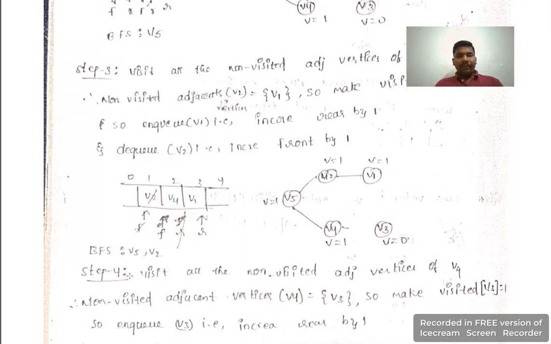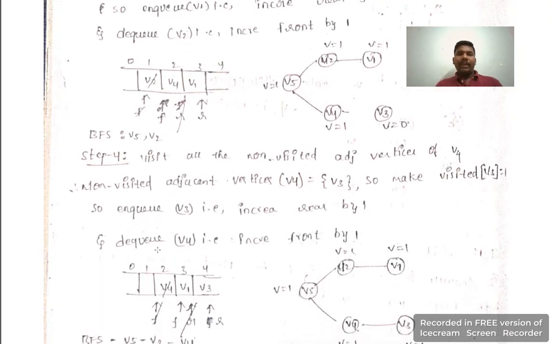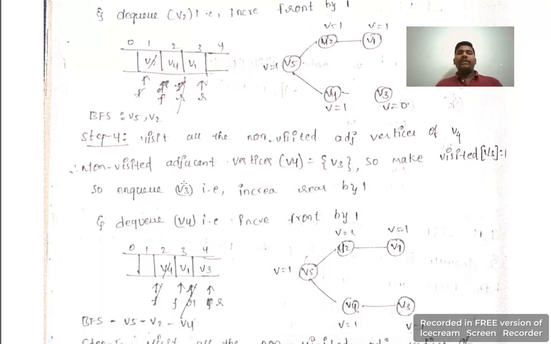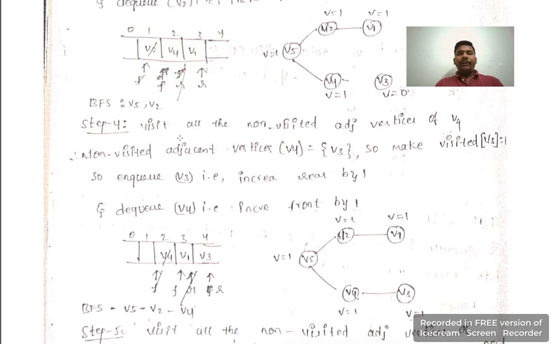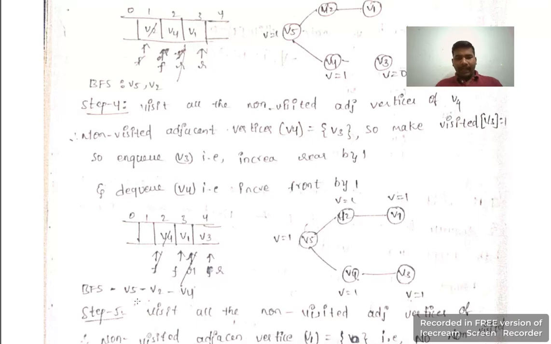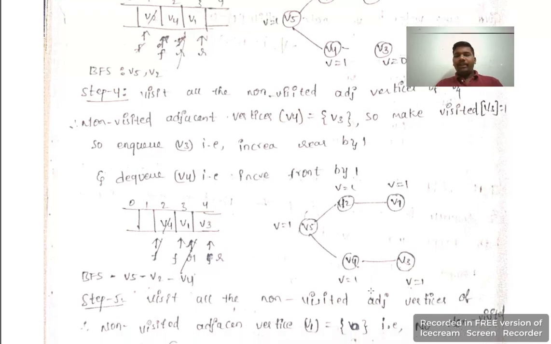BFS order is V5 initially and now V2. Now step 4, visit all the non-visited adjacent vertices of V4. The non-visited adjacent vertex of V4 is only V3. So visited of V3 is equal to 1. So NQ V3, that is increment rear by 1, and DQ V4, that is increment front by 1. Front was initially pointing to the second position, now to the third position. Now the BFS order is V5, V2 and V4. V4 is pointing to V3, all are visited, so V is equal to 1.